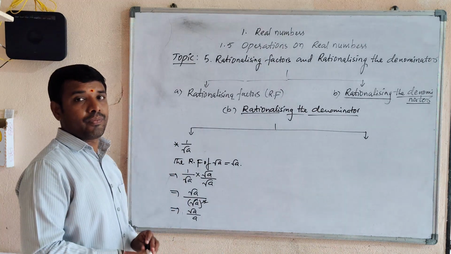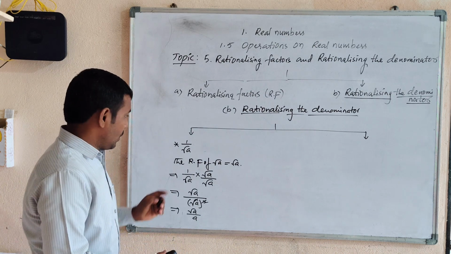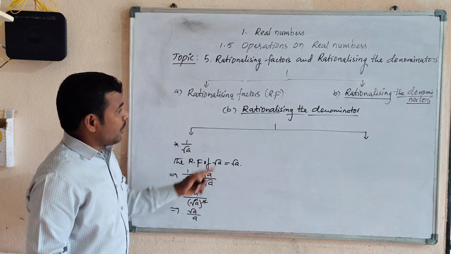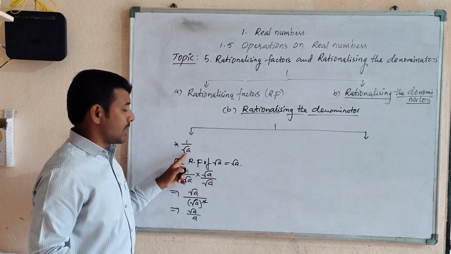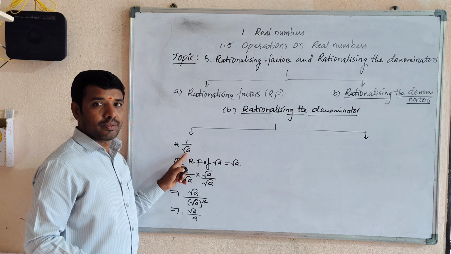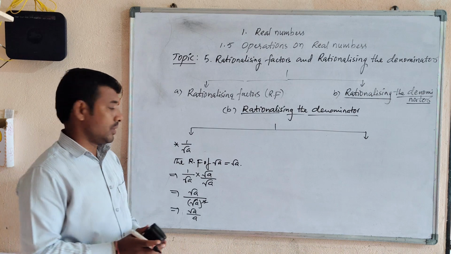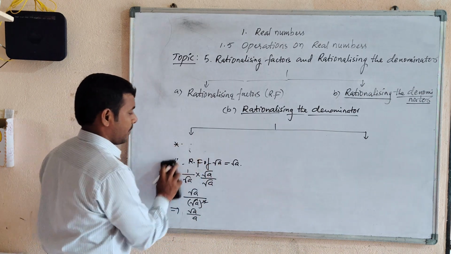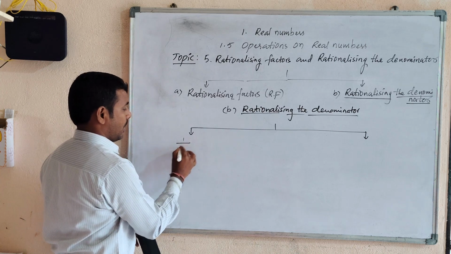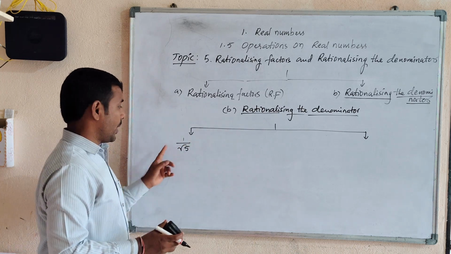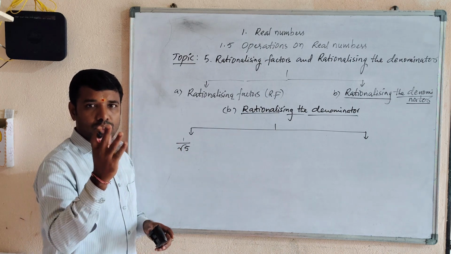Okay? Right? So that's why we have to depend on rationalizing the denominator. The denominator should be rationalized. I think you understood. For example, 1 by root 5. Find its value or represent this on the number line. These two answers we are unable to complete.